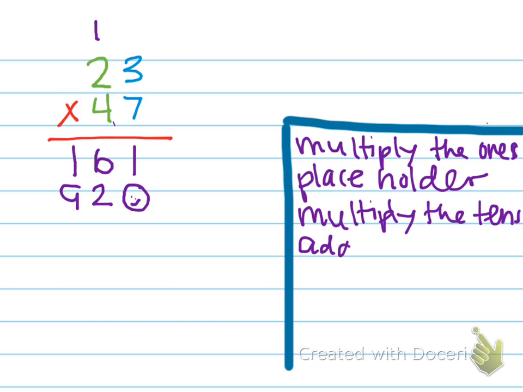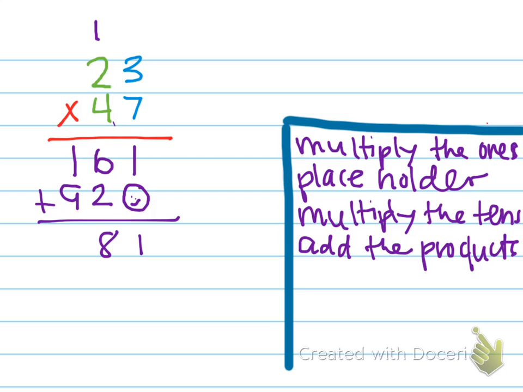Now my last step is to add the products. So I'm going to add them up. 1 plus placeholder is 1. 6 plus 2 is 8. 9 plus 1 is 10. So my answer is 1,081.